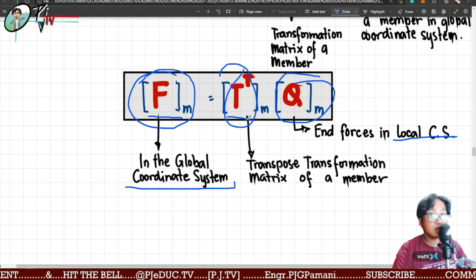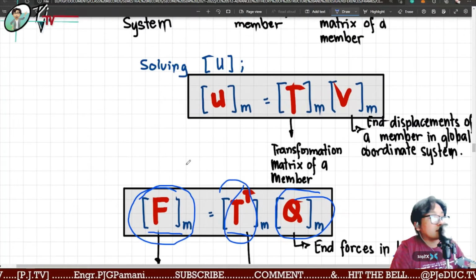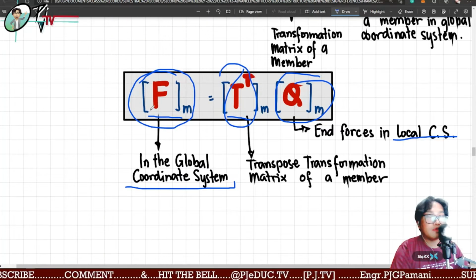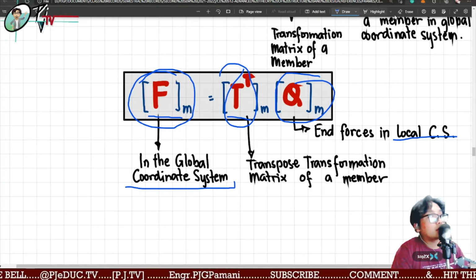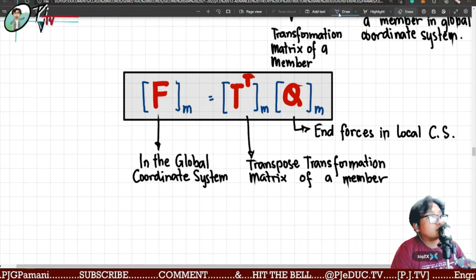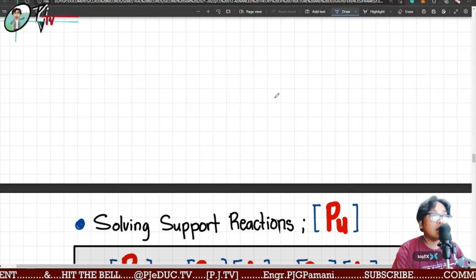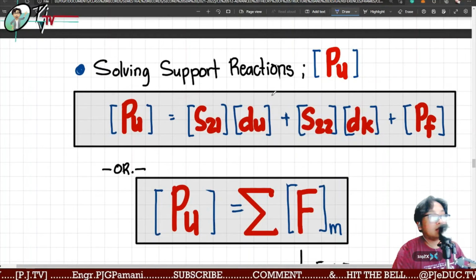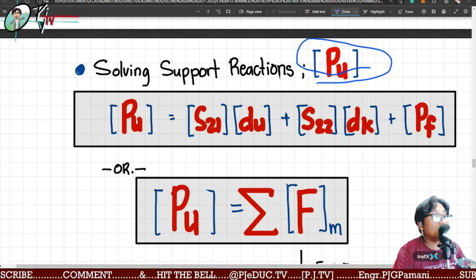Summation ng F, not summation of Q. Summation of F gives us the end forces on the support or the reactions at the support. Okay? So with that, after solving the end forces and end displacement at both local and global coordinate system of a member, we can then proceed now in solving the reactions at the support, which is denoted by our variable PU.